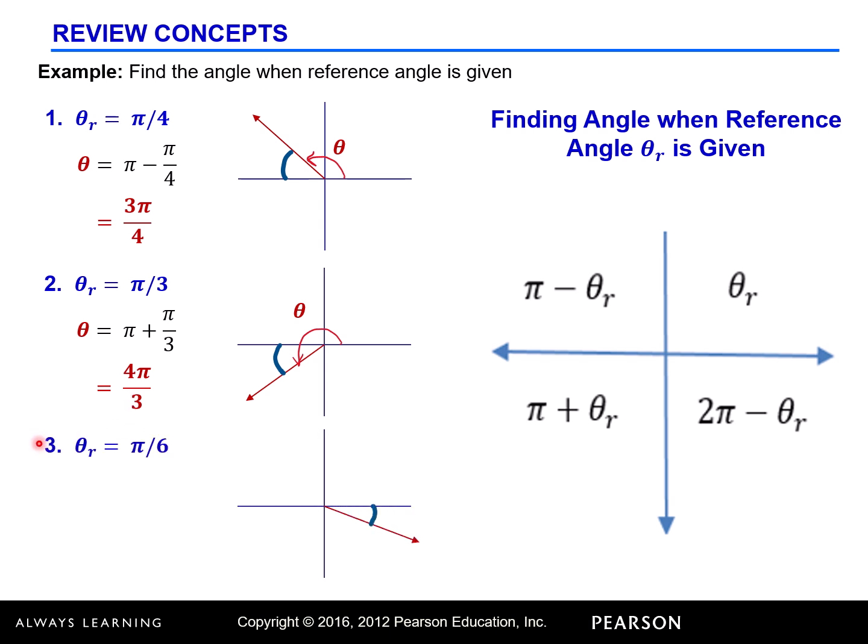The next angle: let's say the reference angle is pi over 6 and it's located here, and we want to get the measure of this angle theta over there. Since this is less than 2 pi, we can get the angle theta by subtracting pi over 6 from 2 pi. So it will give us 11 pi over 6. So you can just make use of this formula.